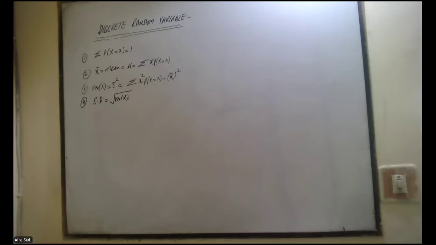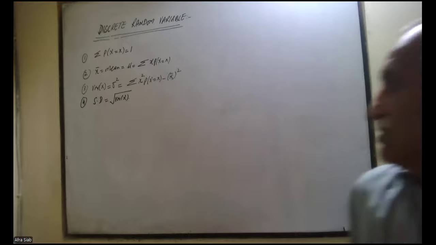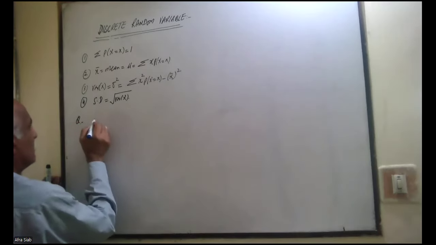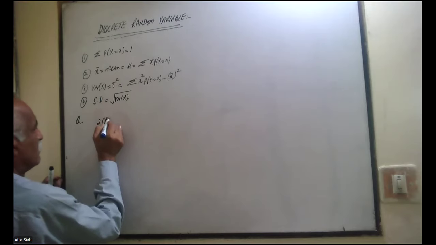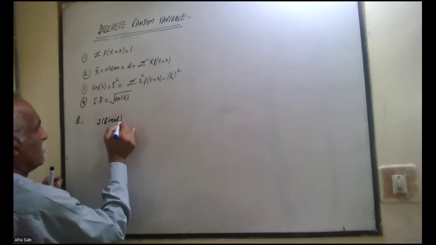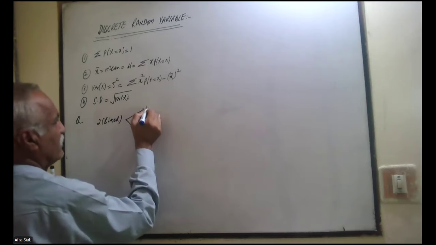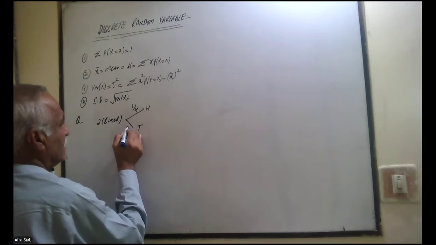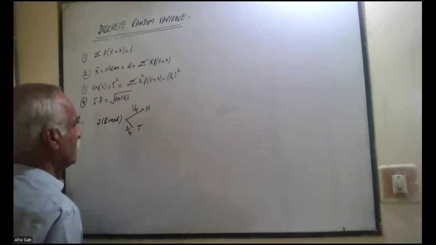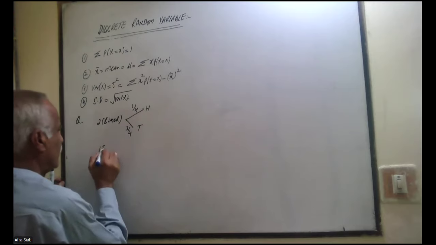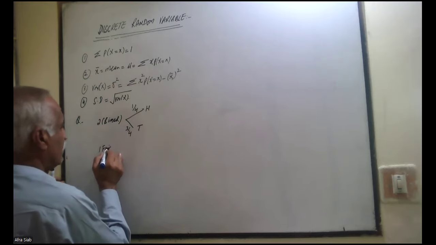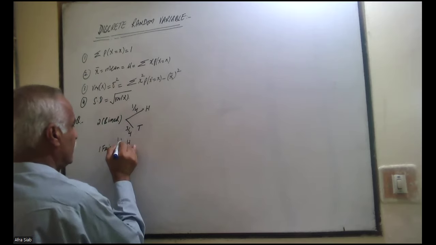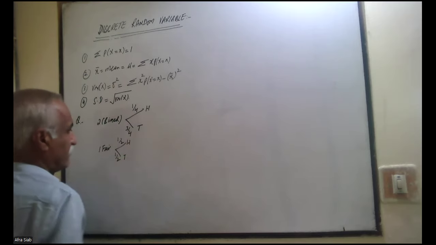So this is part A now. There are two biased coins, and the probability on each biased coin for the head is 1 over 4, and for the tail there should be 3 by 4. There is one fair coin, and the probability for the fair coin is the same for both sides, so it is half and half.